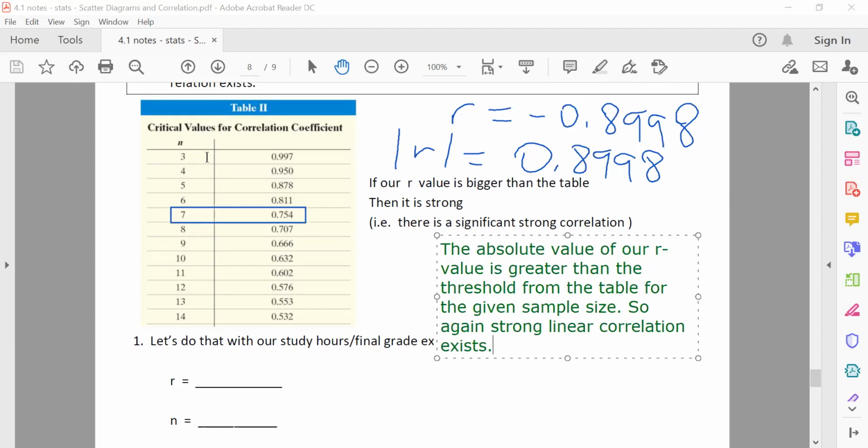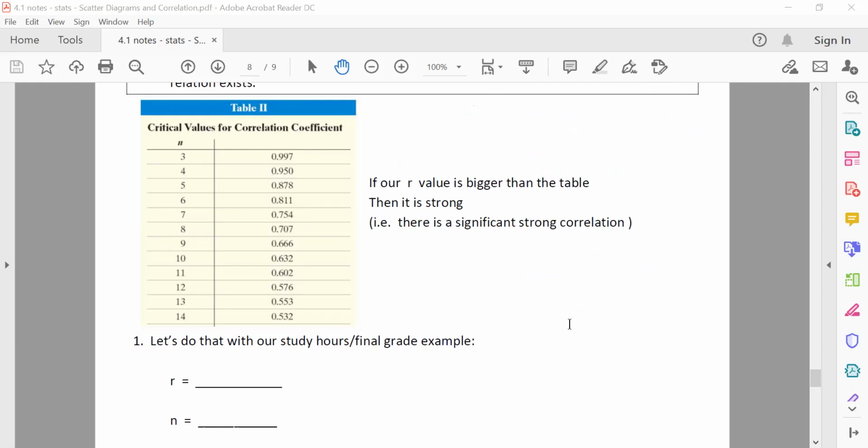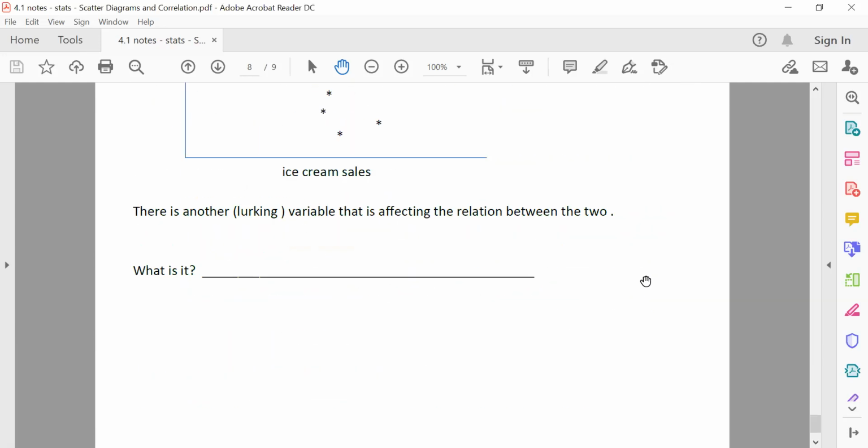Again, though, there's not going to be any exam questions over this. You might see it in your homework. It's an interesting concept, depending on how far down the rabbit hole you want to go with statistics.